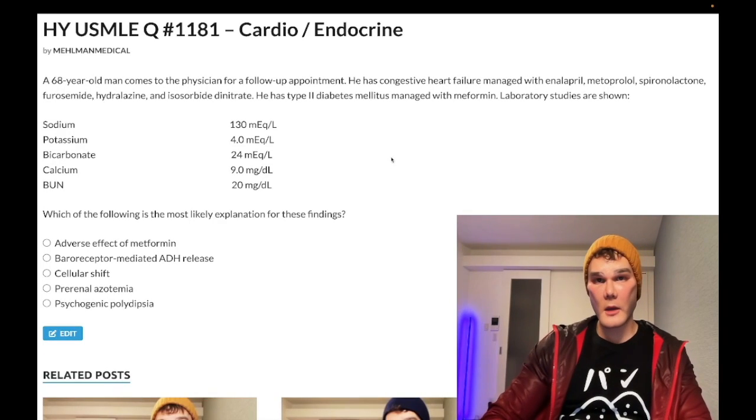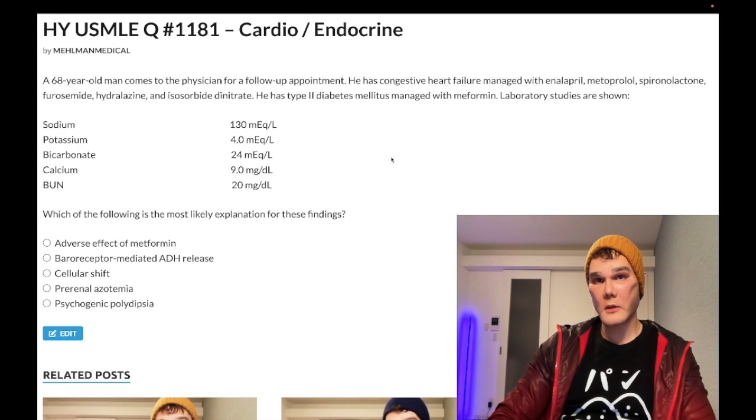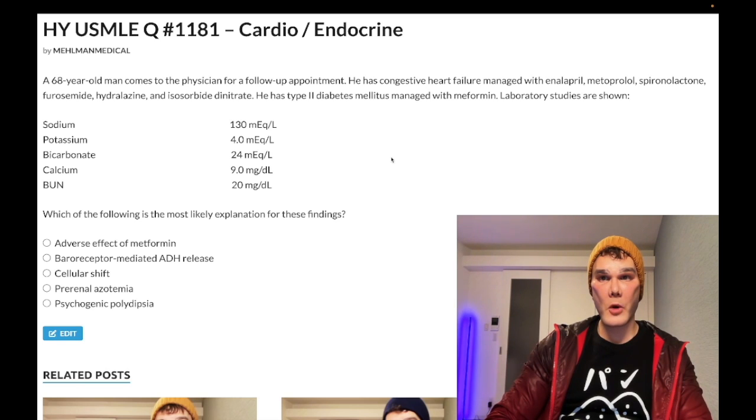How's it going, guys? We have a medium difficulty question for cardioendocrine steps 1 and 2. 68-year-old man. Congestive heart failure managed with enalapril, metoprolol, spironolactone, furosemide, hydralazine, isosorbide dinitrate. Type 2 diabetes mellitus managed with metformin.